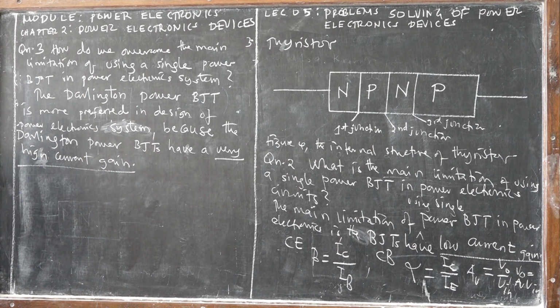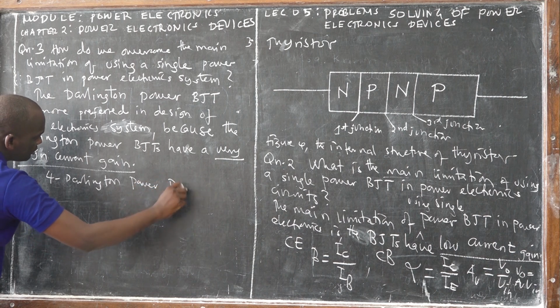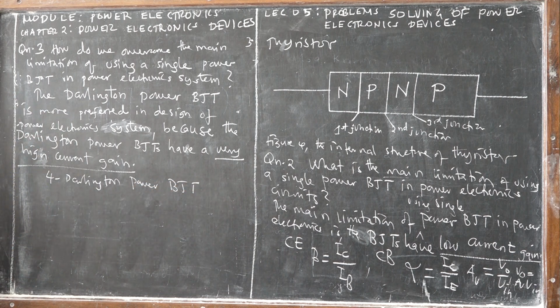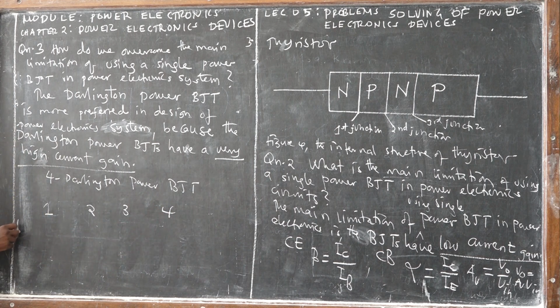So what is happening in the Darlington power transistor? Look, we are going to have a cascading. For instance, we can have a Darlington power bipolar junction consisting of 4 transistors. Listen. So let's say that this is the first BJT, second BJT, third BJT, fourth BJT. So this will be the input, and this will be the output.